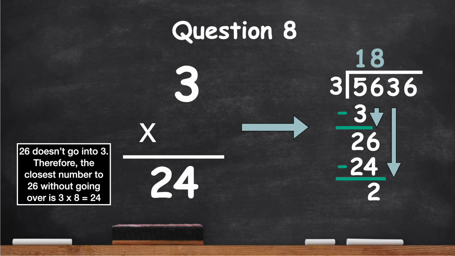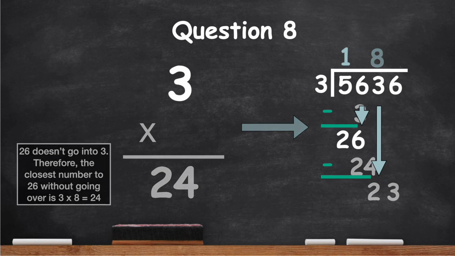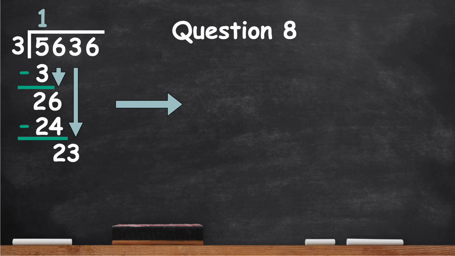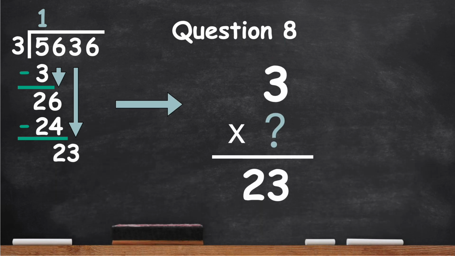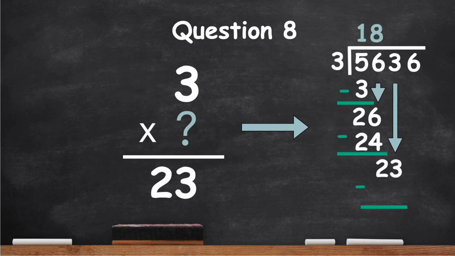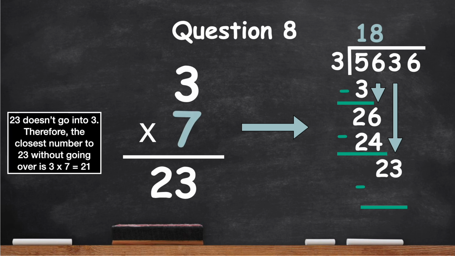Now we're going to take that 3 and bring that down beside the 2. And now we're going to solve for 23 divided by 3. We're going to have to look at 3 times what gives us 23. The answer is 7. Therefore, the closest number to 23 without going over is 3 times 7, which equals 21. So we're going to put that 7 on top of the 3. 3 times 7 equals 21. So we're going to put the 21 under the 23. And we're going to do 23 minus 21, which equals 2.